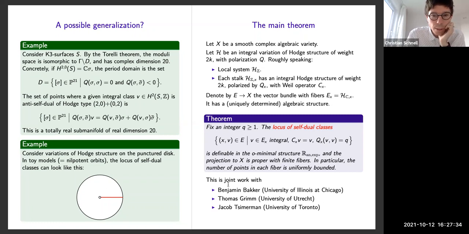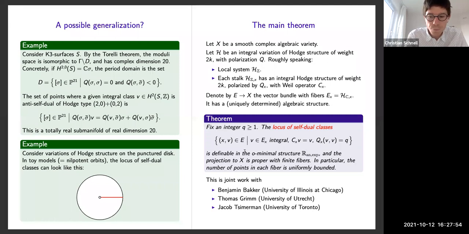I say we, so this is a joint project with Thomas Grimm, the physicist, and also Ben Bakker and Jacob Tsimerman. So this might not be surprising if you've been following the literature, because they're some of the people who started introducing definability and o-minimal structures into Hodge theory.